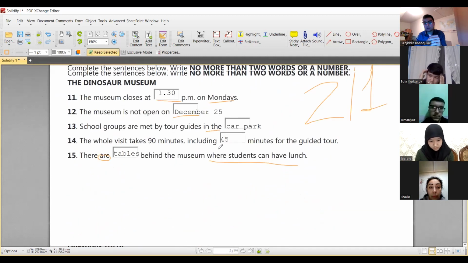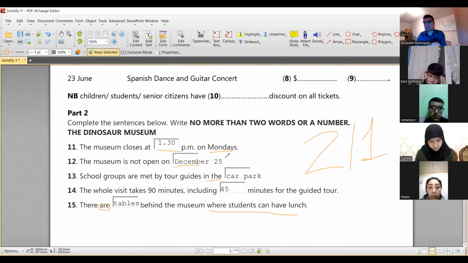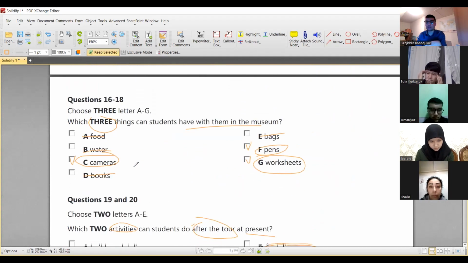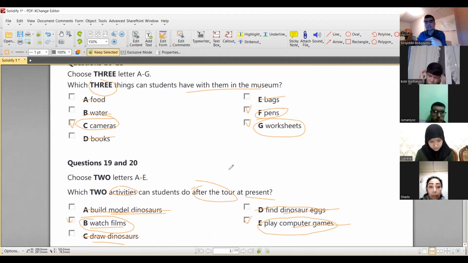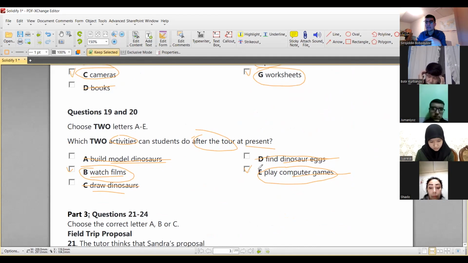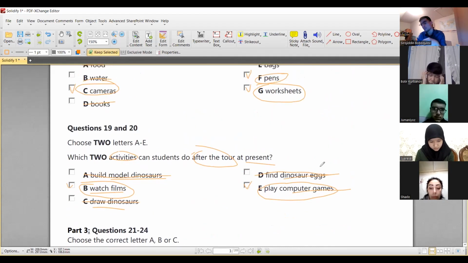So let's check this once again. We've got 1:30, December 25, car park, 45, tables, and then FCG and B, E. Perfect. Questions?